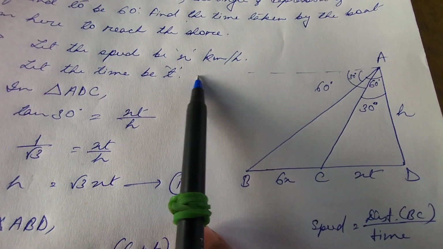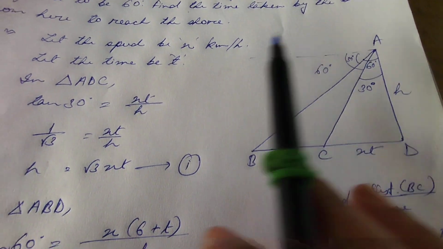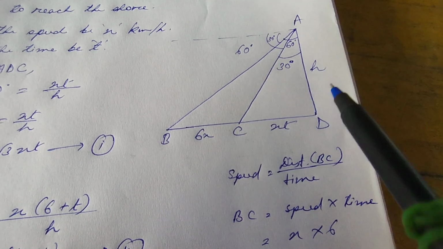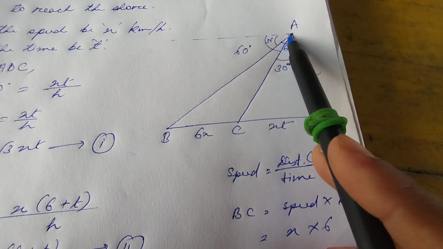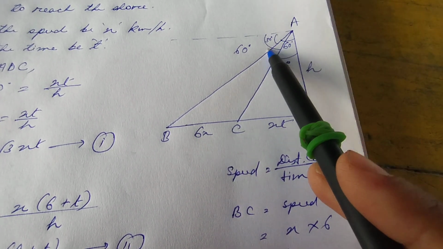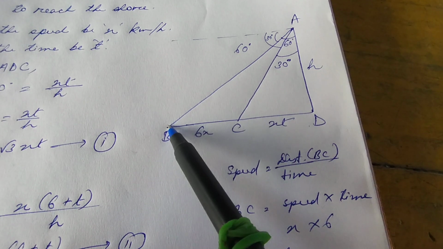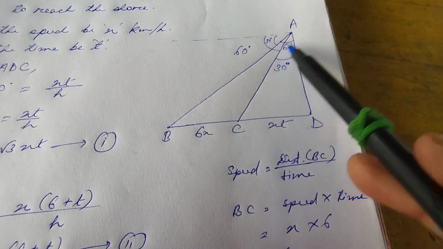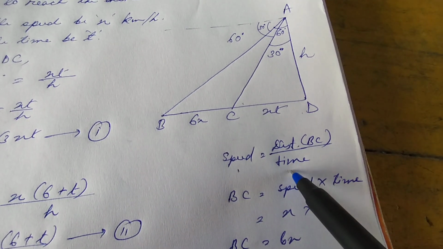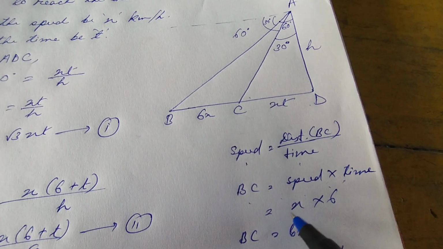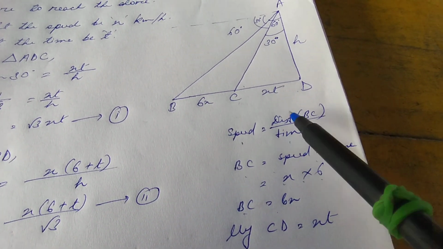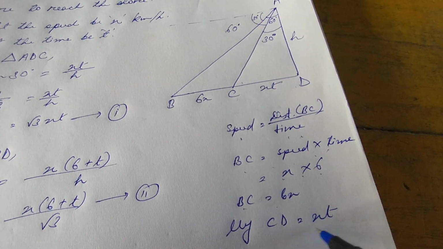Let the speed be x km per hour, let the time be t. Now this is the figure. You can see the figure is triangle ACD, where the angle of depression is 60 degrees, and from that point the angle of depression is 30 degrees also. 30 degrees at point B and 60 degrees at point C. So when I take speed equal to distance by time, BC is equal to speed into time, that is x into 6. BC is equal to 6x. Similarly for CD it will be xt.